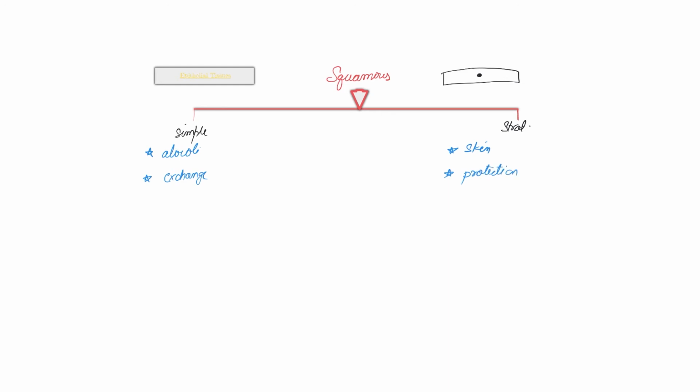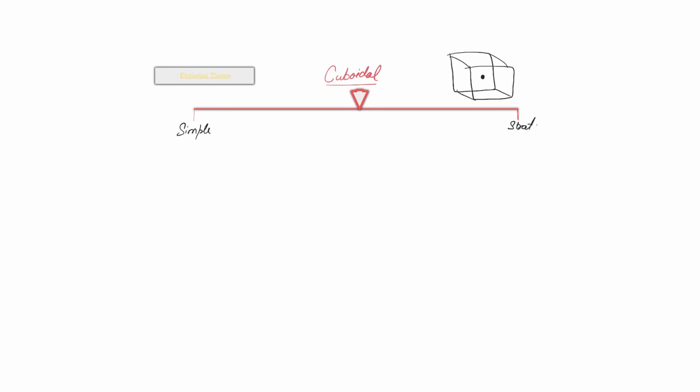So it's very easily understood. Squamous is simple or stratified. The location and the purpose must be very clear. Now let us talk about cuboidal. Again, cuboidal, simple and stratified, the difference should be very clear by now. Now where do you find simple cuboidal?